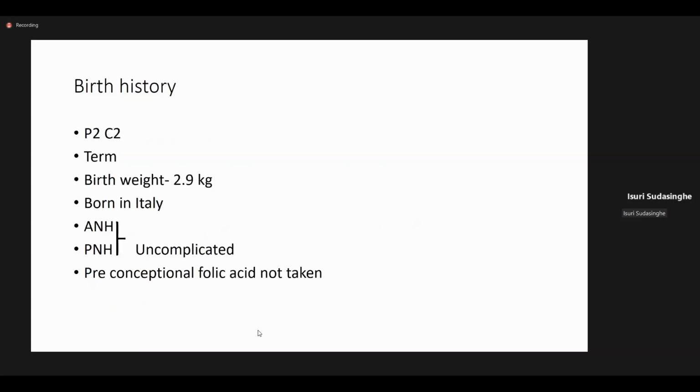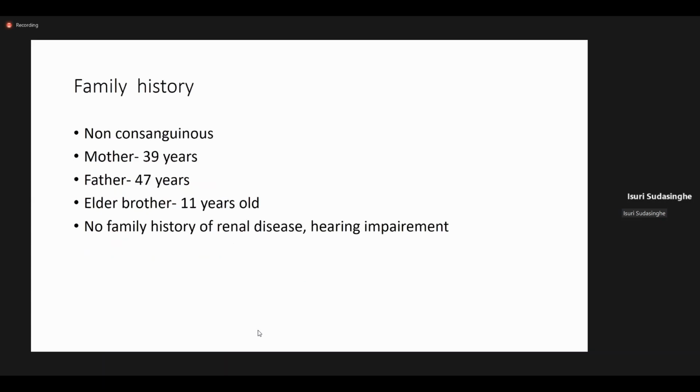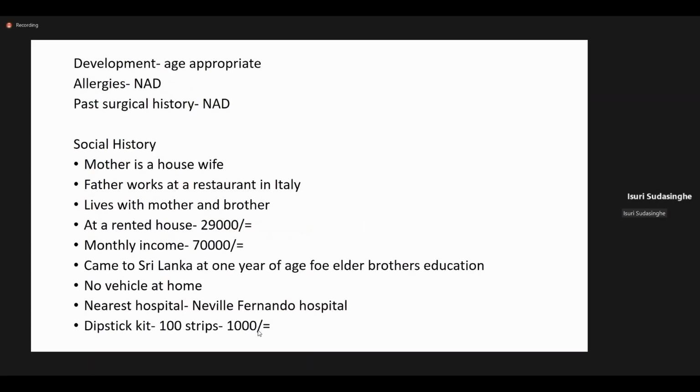This is the second born child, born at term with a birth weight of 2.9 kilograms, born in Italy. Antenatal history and postnatal history was uncomplicated. The preconceptional folic acid was actually not taken because it was not a planned pregnancy. So, non-consanguineous parents, where the mother is 39 years and father is 47 years of age. Elder brother is 11 years old. He is a healthy child. And no family history of renal diseases or hearing impairment according to the mother's knowledge.